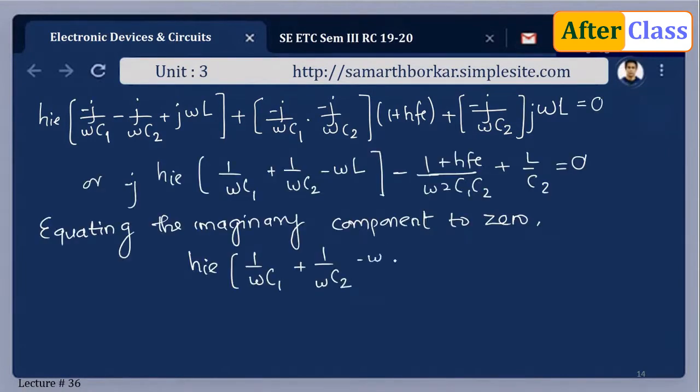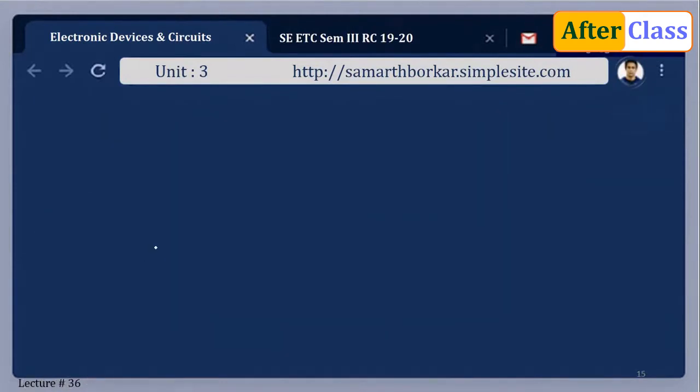C2 minus omega L equals to 0, or I can write this as 1 upon omega C1 plus 1 upon omega C2 equals to omega L. Go to the next slide. Further simplifying this, we can write this as C1 plus C2 divided by omega C1 C2 equals to omega L.